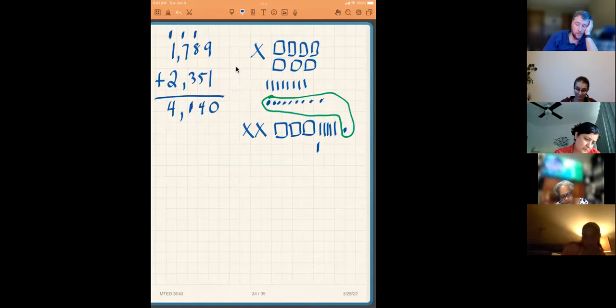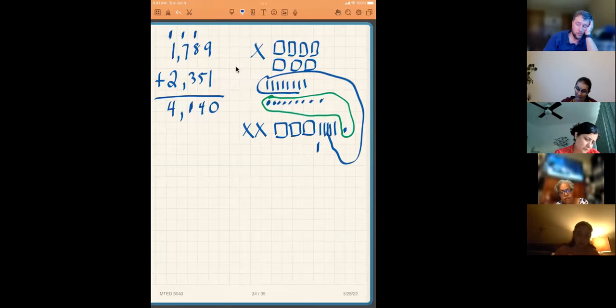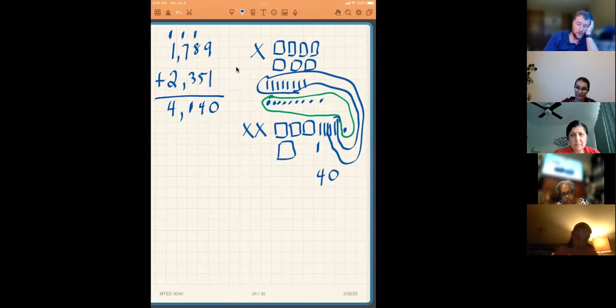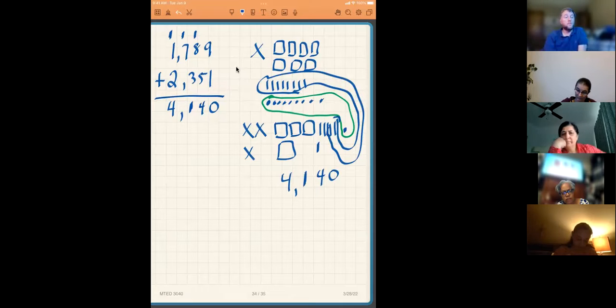Now we have 1, 2, 3, 4, 5, 6, and 8, 9, 10, 11, 12, 13, 14. Again, that 14, right? So we're going to take 10 of those sticks and turn that into one of these. So we've got 0 1s, we've got 4 10s. Now let's go to the 100s. 1, 2, 3, 4, 5, 6, 7, 8, 9, 10, 11. So we've got one of those 100s left and 4 of those X's. So we get that 4,140.